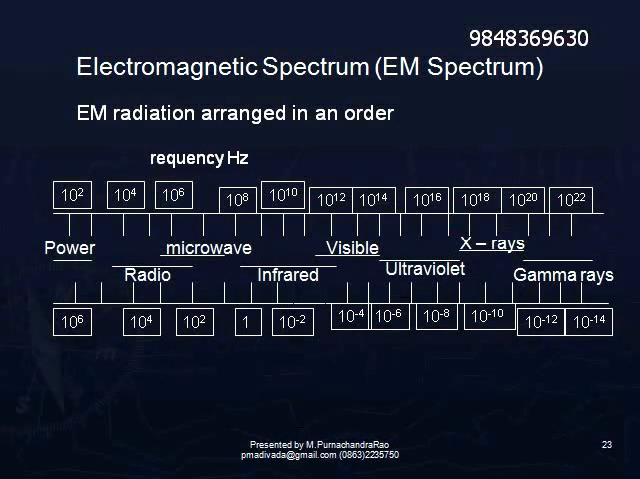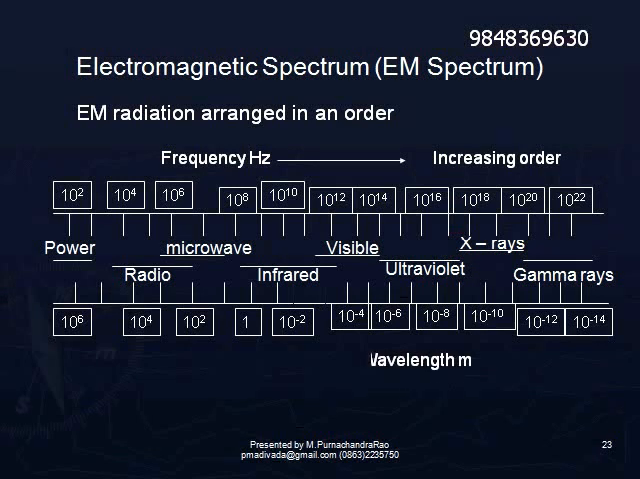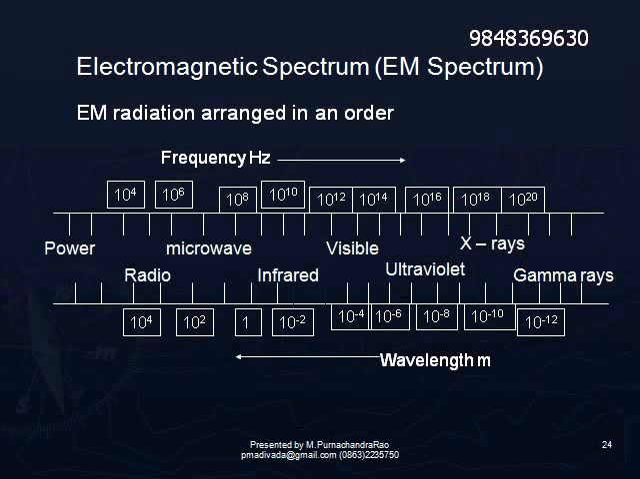The values that are assigned here are only approximate. The ranges are only approximate but not exact. Remember that these values are only approximate values. Now let us take one by one. Here the upper scale starts from 10 to the power of 2 to 10 to the power of 22, that is frequency. The lower one is from 10 to the power of 6 to 10 to the power of minus 14. It is wavelength in meters. The upper one is frequency in Hz, the lower one is wavelength in meters.